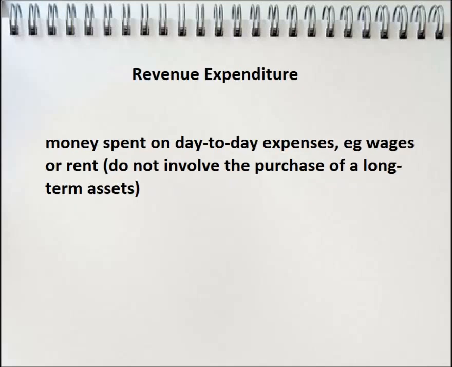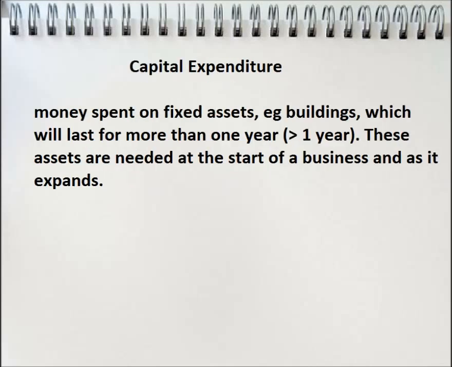Revenue expenditure. Money spent on day-to-day expenses, for example wages or rent, which do not involve the purchase of long-term assets. Capital expenditure. Money spent on fixed assets, for example buildings, which will last for more than 1 year. These assets are needed at the start of a business and as it expands.